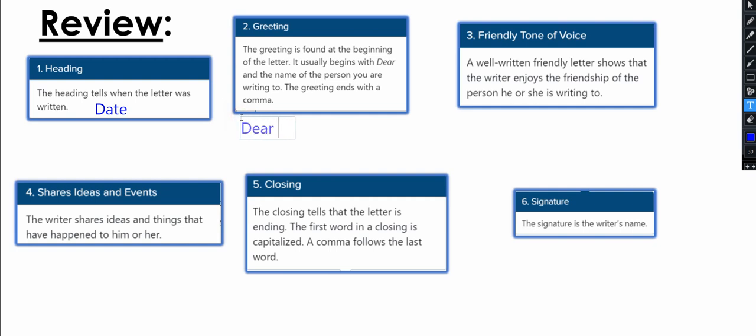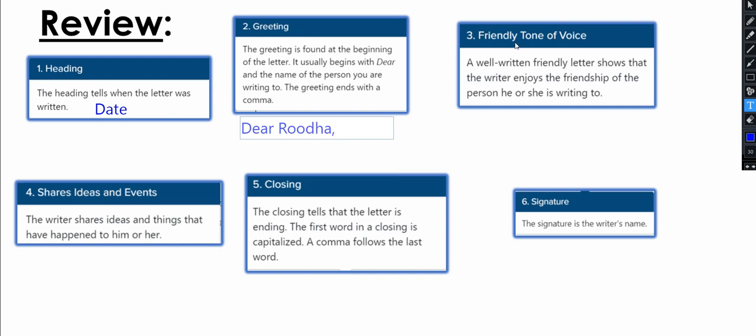So here is an example of a greeting. Dear, we can say mom, comma. And then we will go down and start writing the body of the letter. So, dear, and then who you're writing the letter to. Let's say I want to write the letter to Roda. Dear Roda, comma. Then I go down. Then I write, I hope you are doing well. And I just keep writing my body, the body of the letter. Okay, so that will be for the greeting.